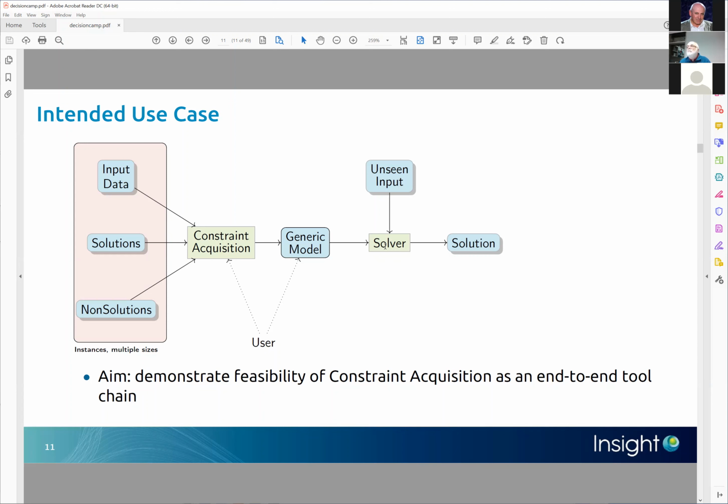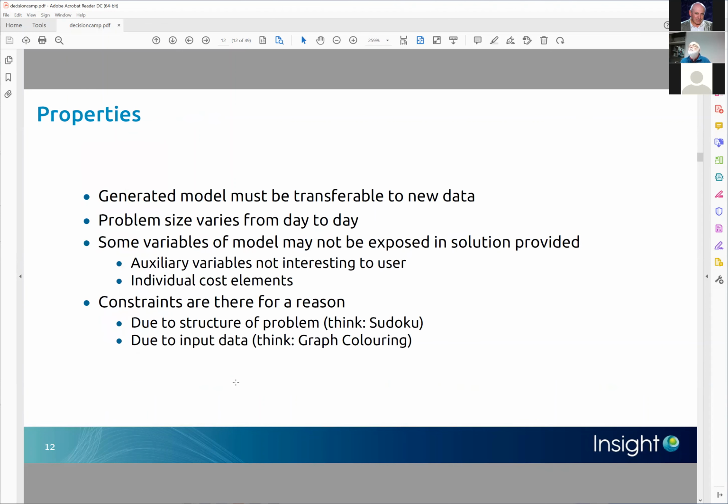You have basically built a program here that can solve new problems of the same type as the ones that you have learned from. And what we want to do is demonstrate that this is feasible, not just for Sudoku, but for more complicated things as well. Okay, so some of the properties that we need to have is the generated model must be transferable to new data. So it's not enough if we just learn from the examples to solve the examples. They are already solved, so there's nothing new there.